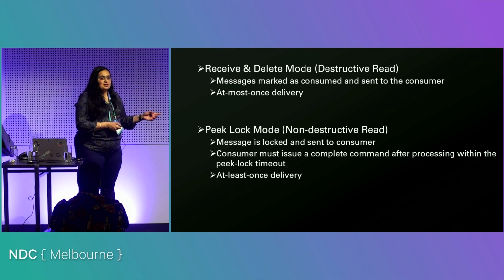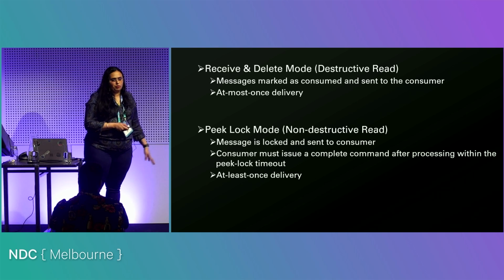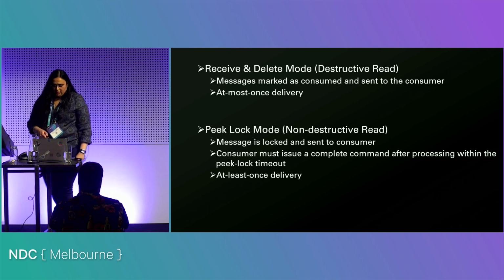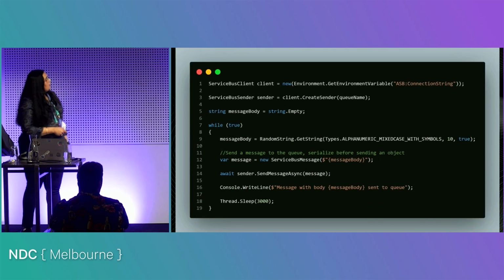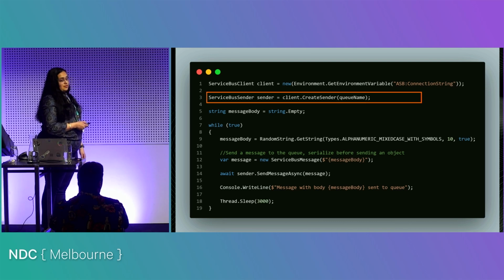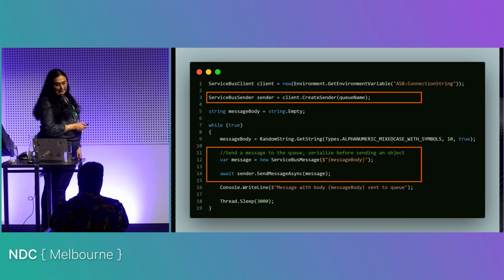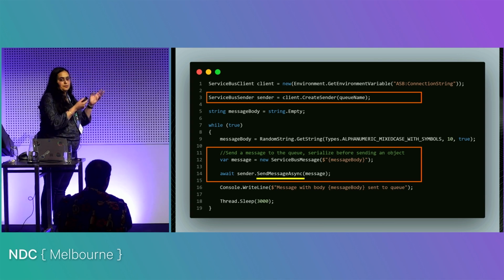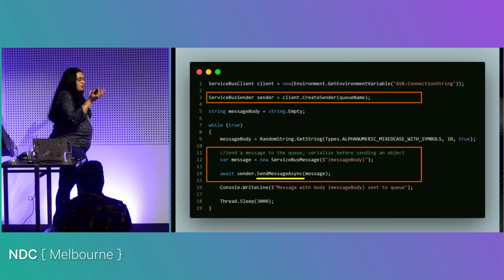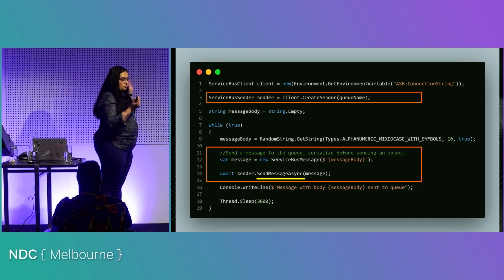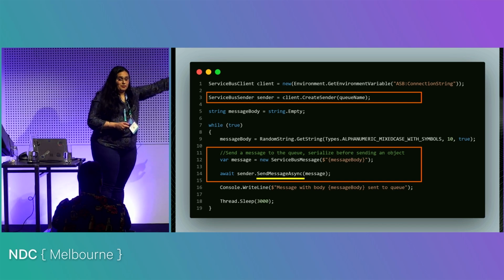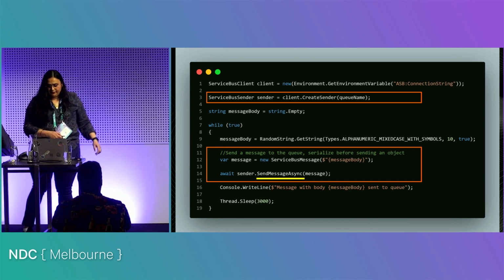Here we have at least once delivery, and this is the recommended mode usually because your message is safer, which is what we want. Looking at the code, you have service bus sender, which is the type of object I want to start with. And then in line 12 and 13, I can use the send message async method to send my message, which is of service bus message type, which has my message body. So it can be a JSON serialized object as well, no problem. I'm going for something simpler here. But note that it is send message async here because we will come back to it later.